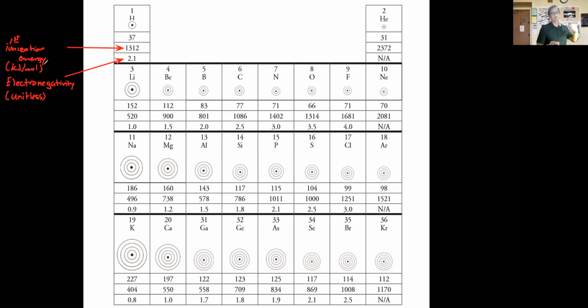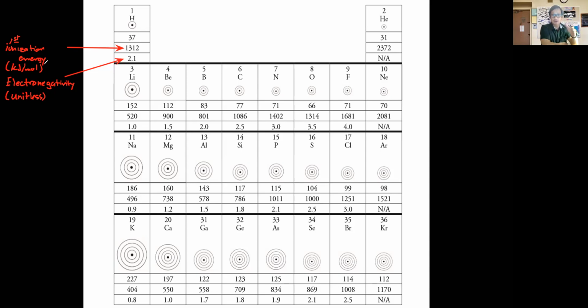Now, I specify here that this is the first ionization energy because this is the amount of energy needed to remove one electron from an atom. In theory, you can remove all of the electrons from an atom, but it becomes successively harder and harder to do so. We'll talk about why when we get to the discussion on ionization energy. However, the first ionization energy refers to the energy needed to remove one electron. And that's what we compare.